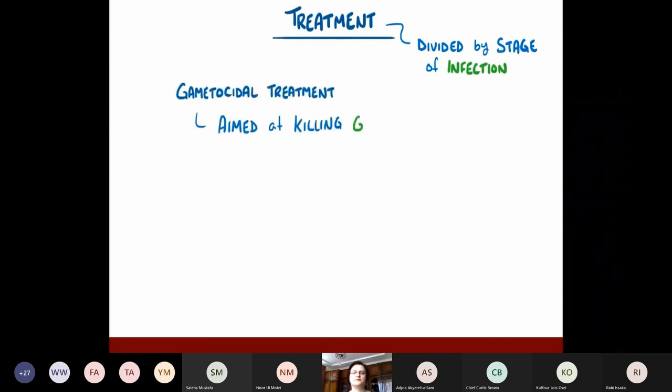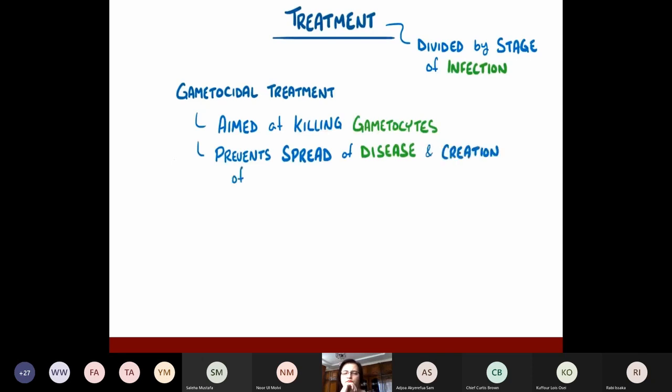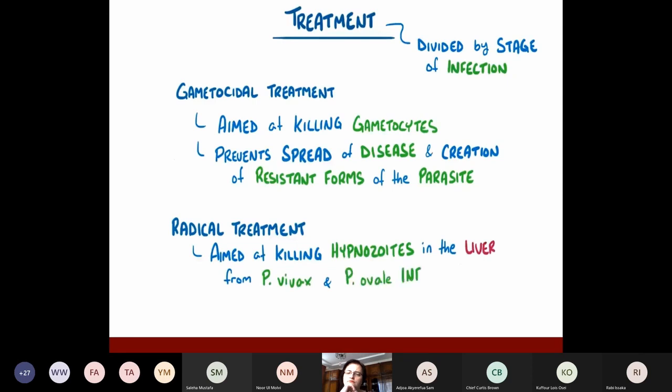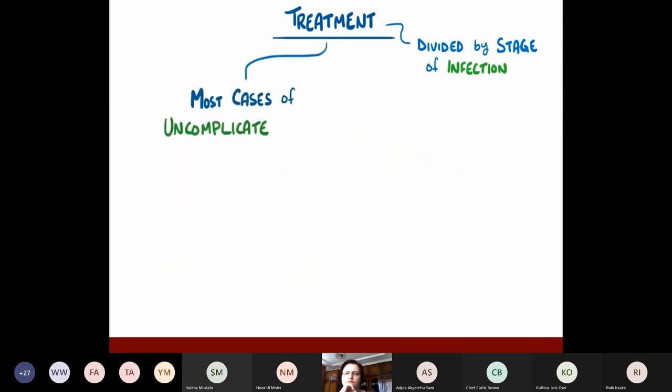Gametocidal treatments aim at killing gametocytes, which prevents spread of disease, and thus the creation of future resistant forms of the parasite. Lastly, radical treatments aim at killing hypnozoites in the liver from a Plasmodium vivax and Plasmodium ovale infection. For the most part, cases of uncomplicated malaria resolve with treatment.